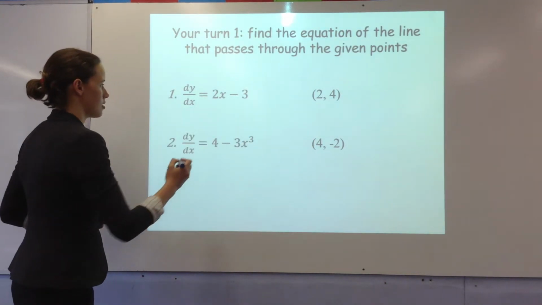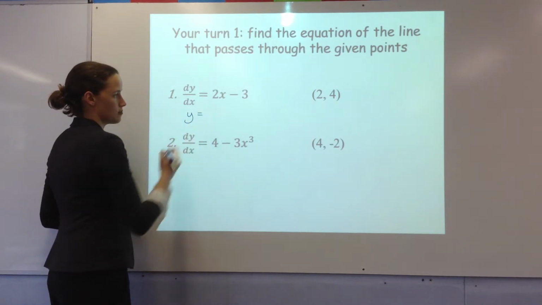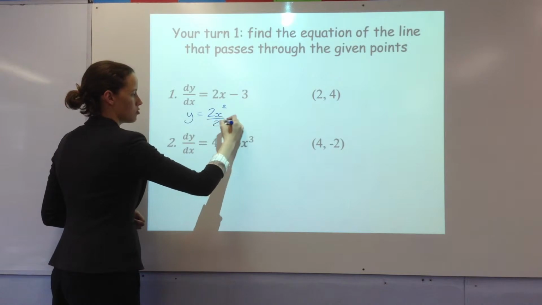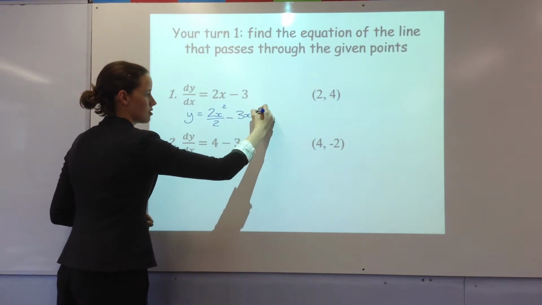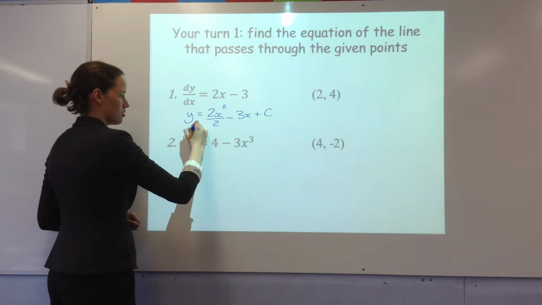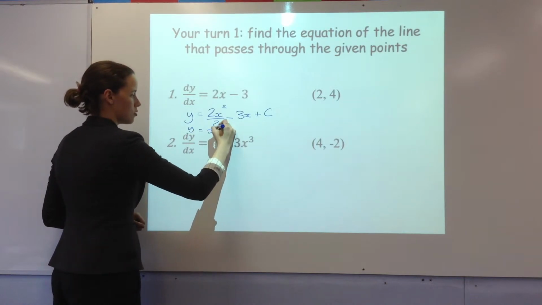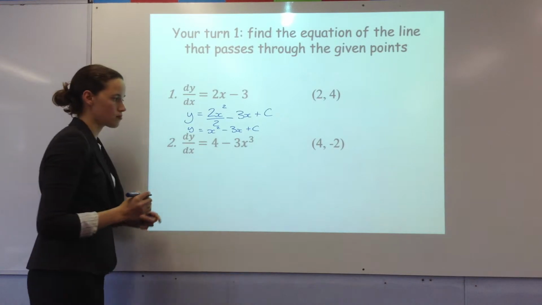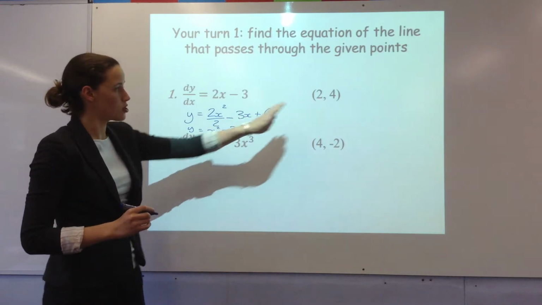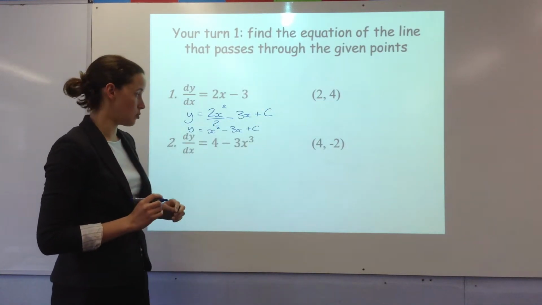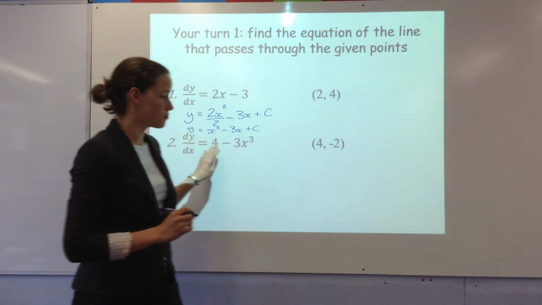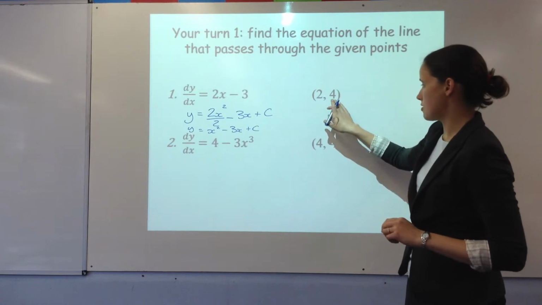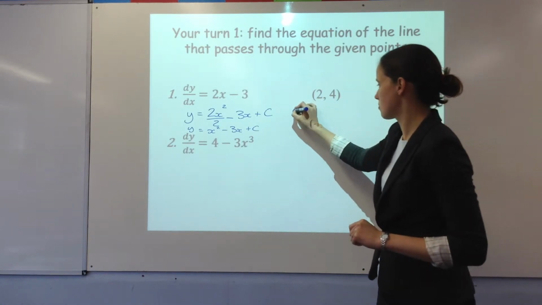Okay, so first up, we need to integrate it. 2x squared over 2 minus 3x plus c. So we've got y is equal to x squared minus 3x plus c. Now I'm going to use the fact that it goes through 2, 4. So when x is equal to 2, y is equal to 4. So let's substitute in that y is 4 when x is 2.